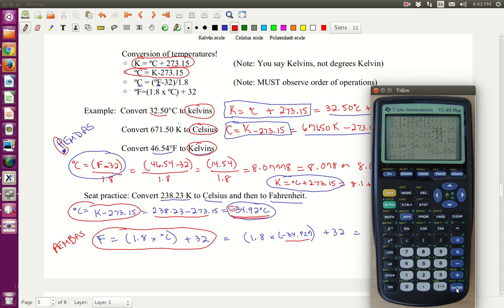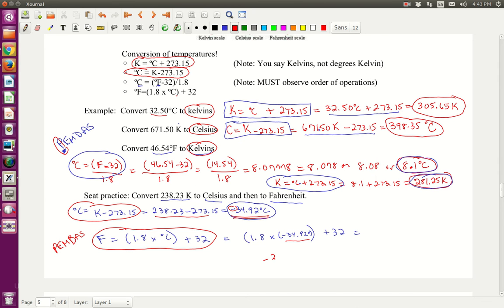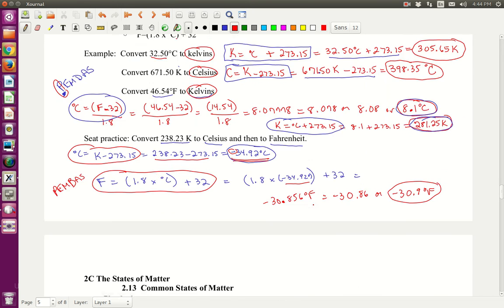You got to make sure you do it in the right order. So negative 30.856. Negative 30.856 degrees Fahrenheit. I would take that because we're not doing significant figures yet, or I would take anything close to that at this point. Negative 30.86 or negative 30.9 degrees Fahrenheit. Final answer. So be very careful following the order of operations when you're doing these things.